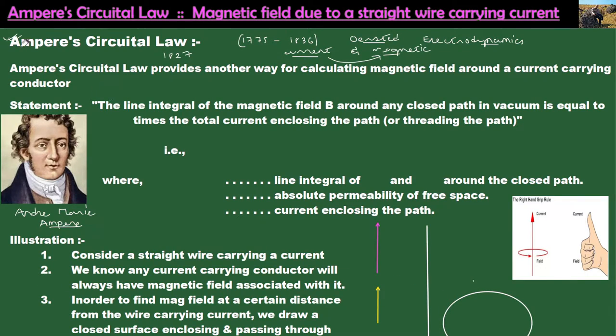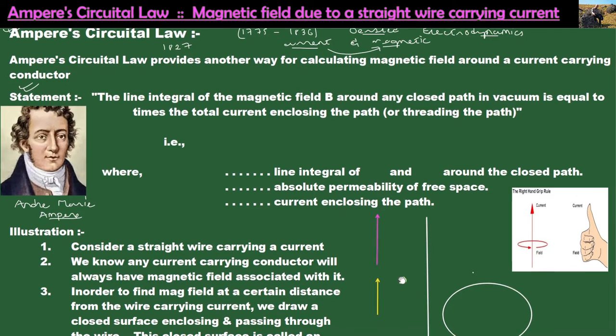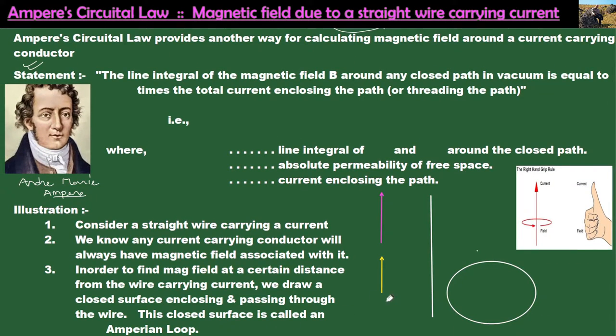Before I read out the statement of Ampere's Circuital Law, over here we have a current carrying conductor. Suppose I is the current flowing through that wire. Then, according to Oersted's experiment, there will be a magnetic field associated with that wire.